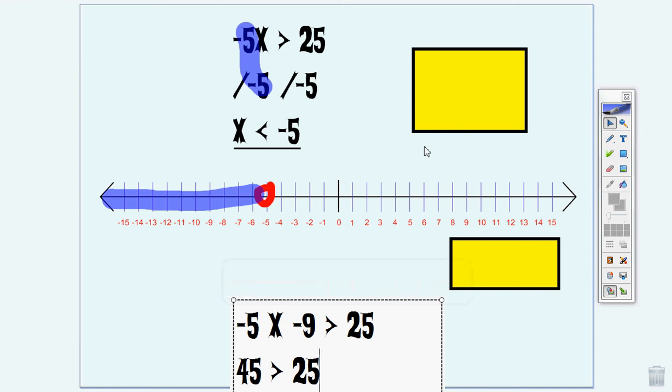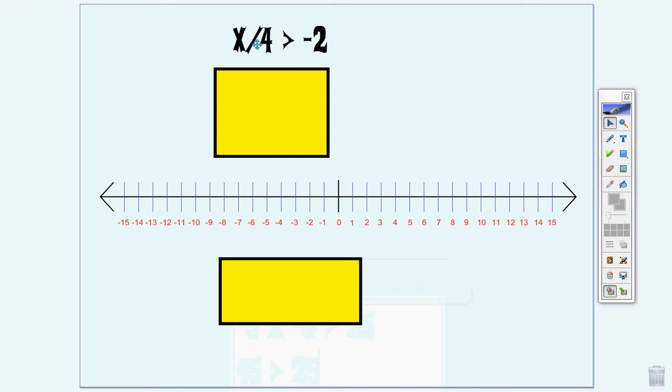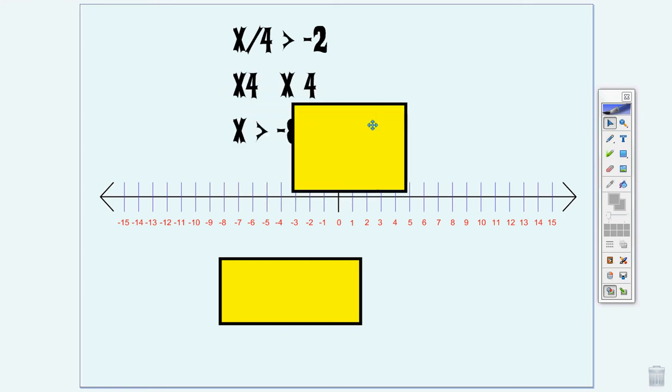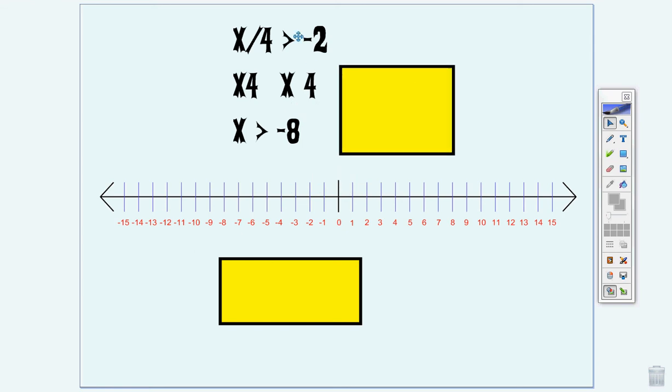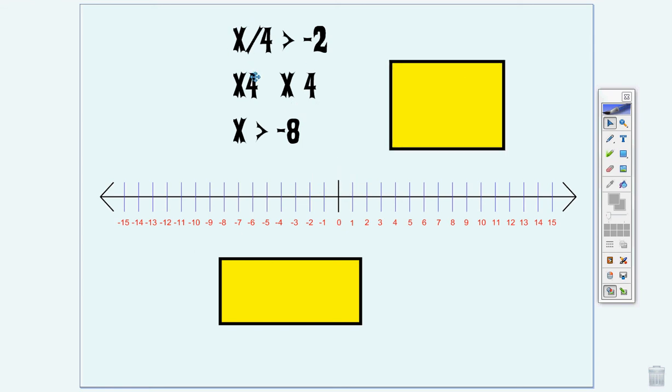All right, and one more, just so we see it. A lot of times people get confused. This is my division sign. x divided by 4 is greater than negative 2. What am I going to do here? It's division. And you're telling me correctly, I hope, from your computer screen as you look at this: times by 4 on both sides. And so 4 over 4 is 1, 1x is left. And over here, what's left? Negative 8. So x is greater than negative 8.